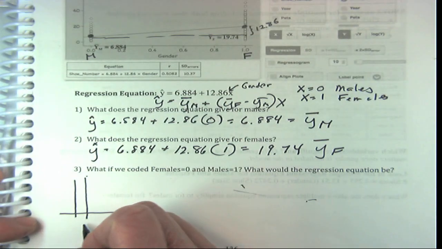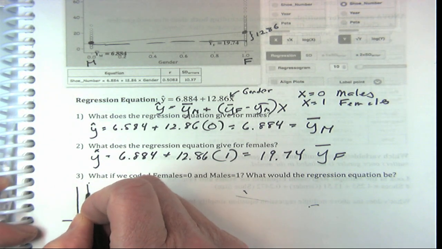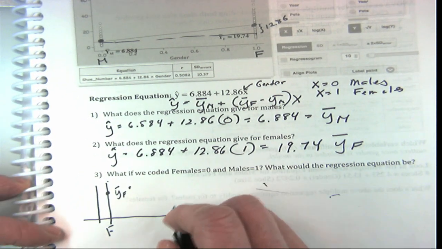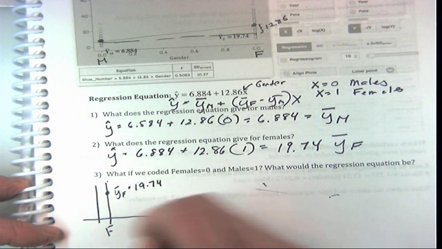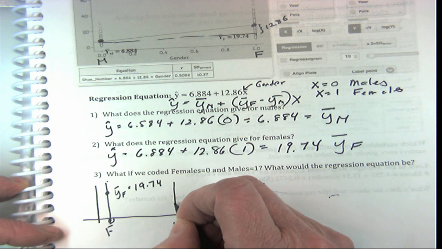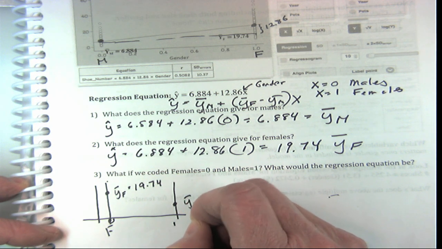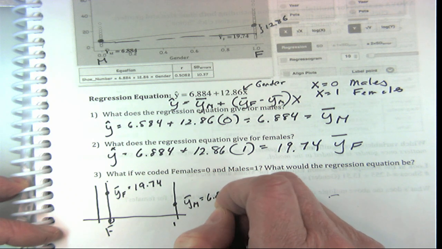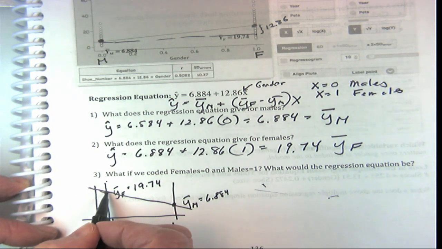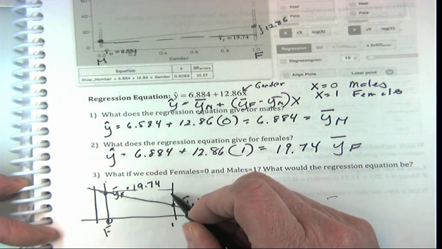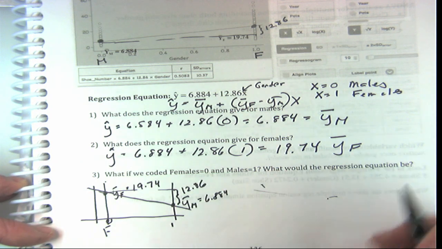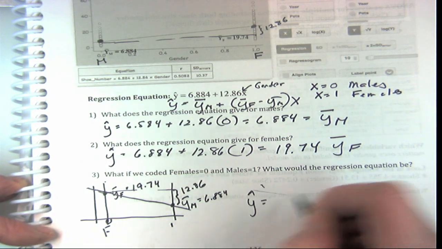So here we had males and females. Okay, so now we have females equals zero. So we'd have their average up here, which would be y bar for females, which is 19.74. That's at zero. And then we'd go over to one, and we'd have y bar for males, which is equal to 6.884. So it'd just be the same thing, except as you go over one, you'd go down by that same amount. You'd go down by 12.86.